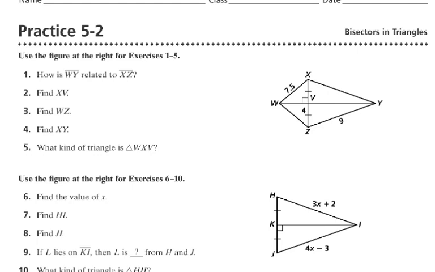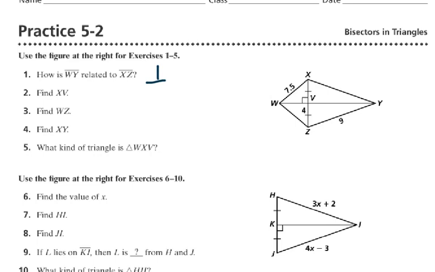It says, how is line segment WY related to line segment XZ? So WY is this line segment, and XZ is this one. And the relationship that they have is that they're perpendicular to each other. So we're just going to write the perpendicular symbol, which is an upside down T. And that's the only relationship they have.